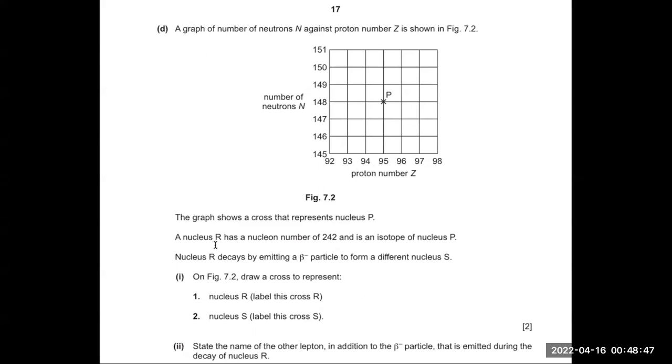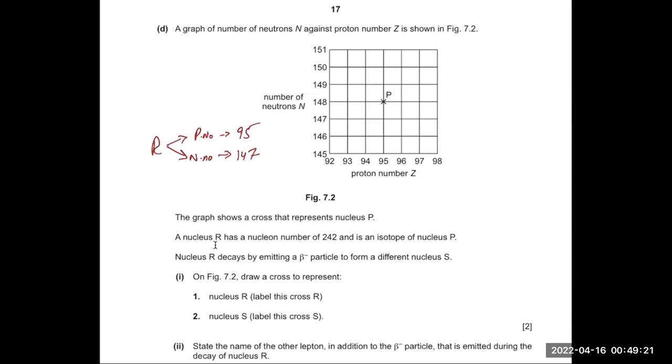So let's write down R here. Yes, they have the same proton number. So R should have the same proton number. The proton number is equal to 95. And I can use that to calculate the neutron number. The neutron number will be 242 minus 95. 147. Same proton number.